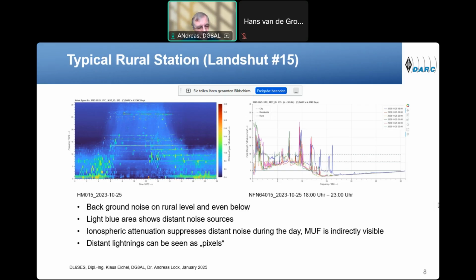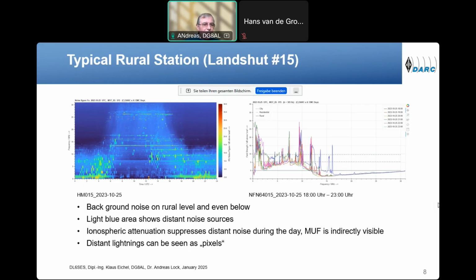As you remember, the lines in the ITU diagram were slanted, but for better resolution and to make reading the diagrams easier, we have rotated the lines by 45 degrees, and we show all noise floor levels and amplitudes relative to the ITU rural level. That makes it easier to read the diagrams. So this dark blue color corresponds to a level which is below ITU rural.